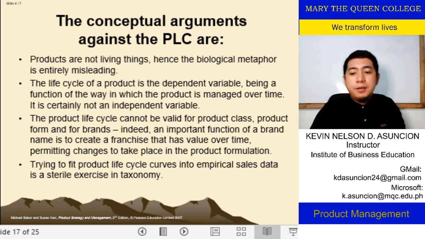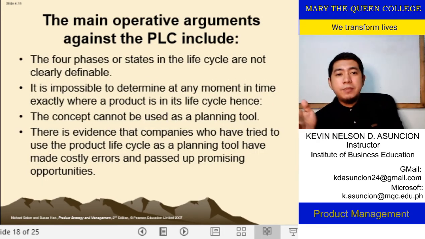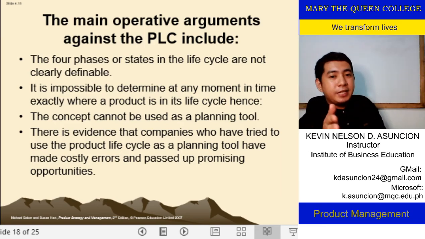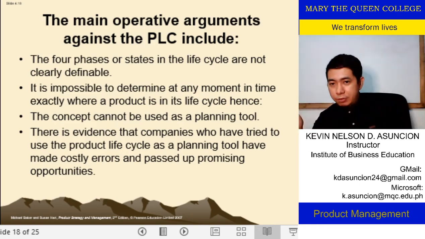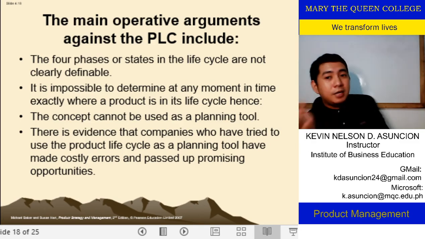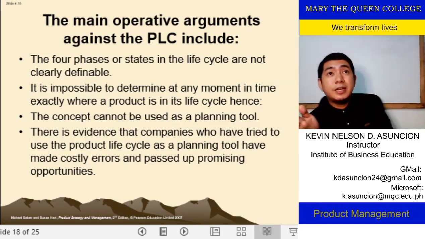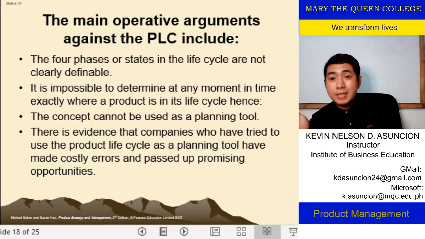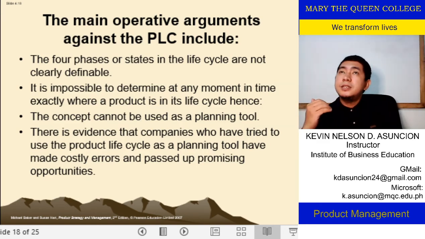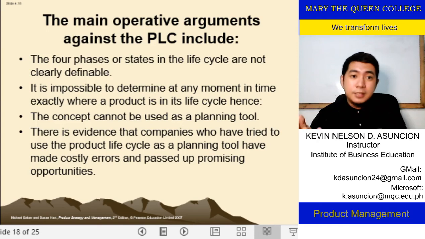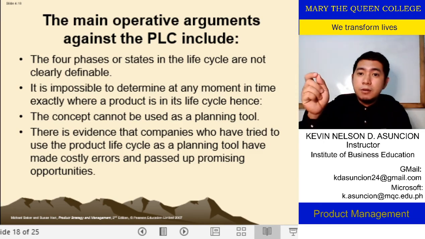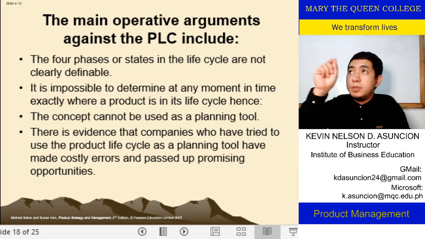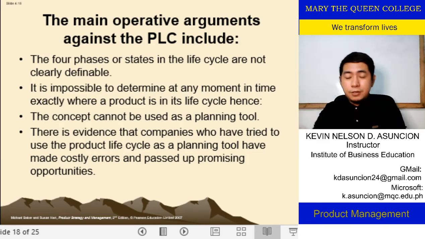Okay? So, the main operative arguments naman, the four phases or states in the life cycle are not clearly definable. They're not clearly definable. But as you can see, you can just point out from their graph what is happening. Kumbaga, these are just conceptual things. It is impossible to determine at any moment in time exactly where the product life cycle is. Pero you can plot from the diagram what is happening. Oh, parang pa-decline na tayo. So there's a flat line here. At least you have the idea.